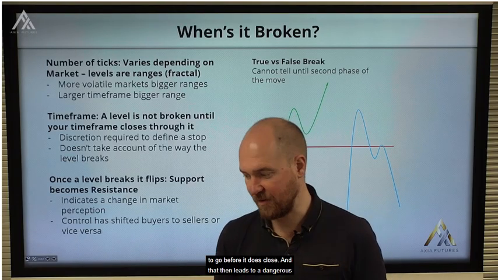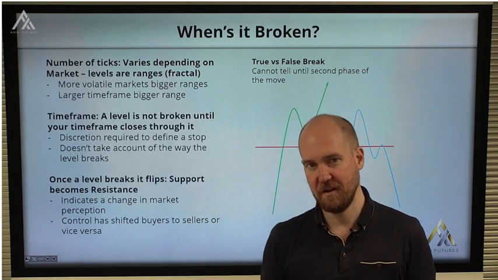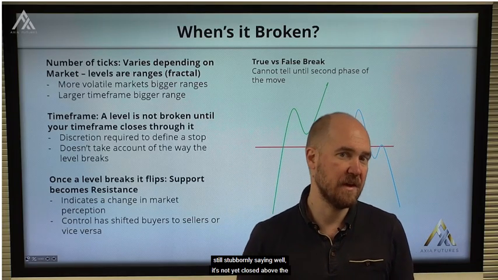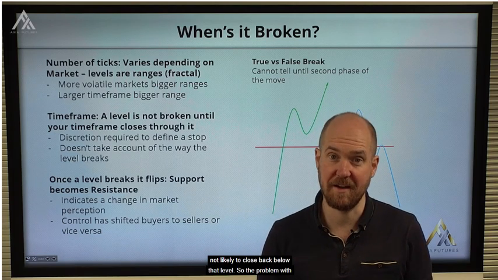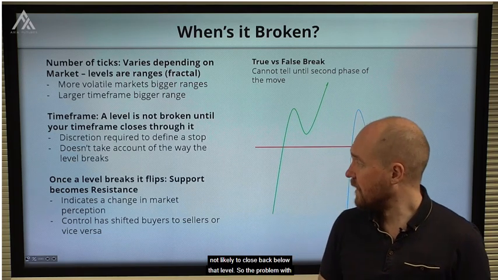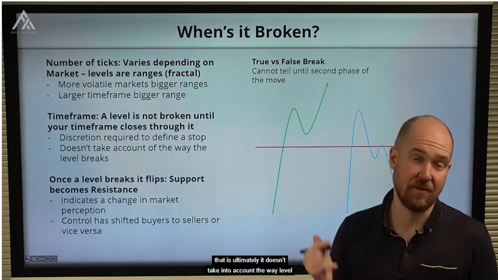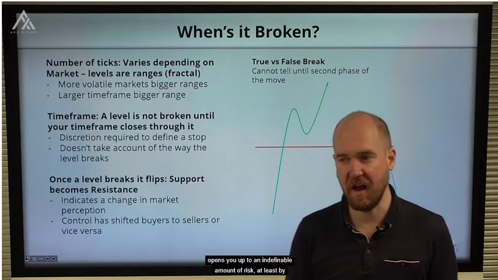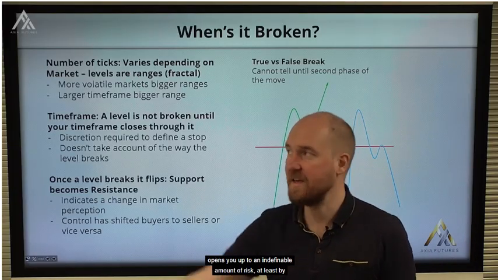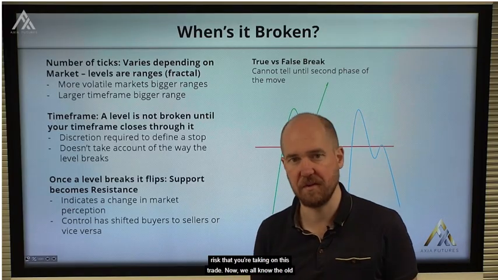And that then leads to a dangerous situation of you being a significant distance offside, still stubbornly saying, well, it's not yet closed above the level, despite the fact that it becomes very clear that it is not likely to close back below the level. So the problem with that is ultimately, it doesn't take into account when a level breaks or what happens once it's gone through the level. It opens you up to an indefinable amount of risk. At least by having a number of ticks, you can, to a degree, define the level of risk that you're taking on this trade.